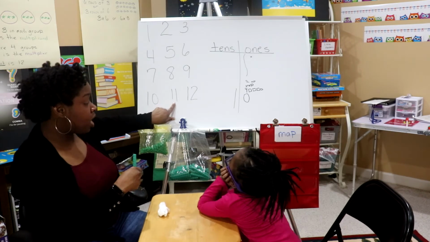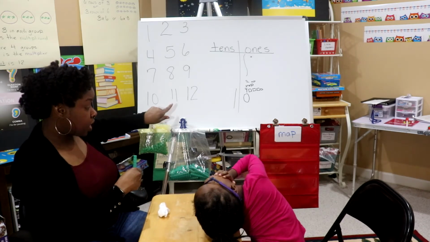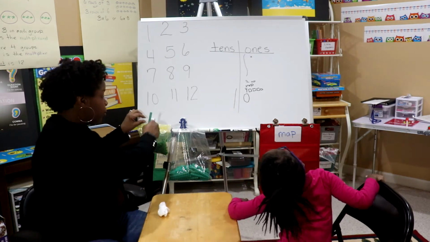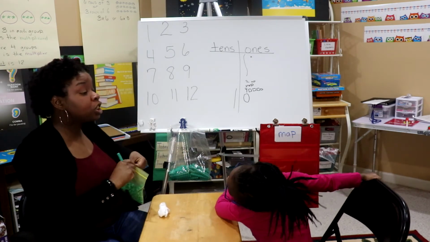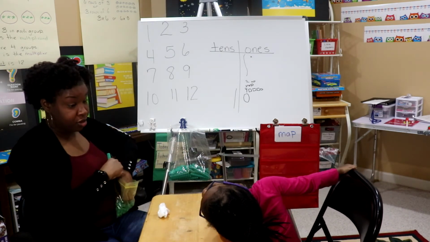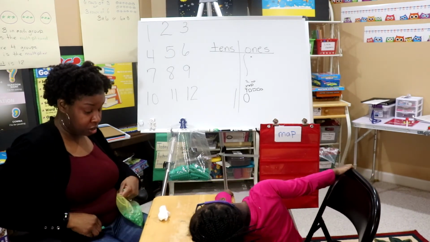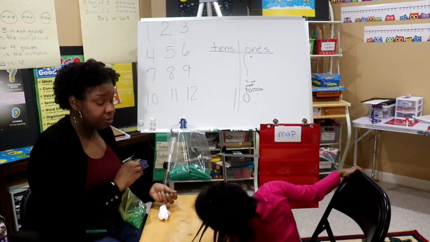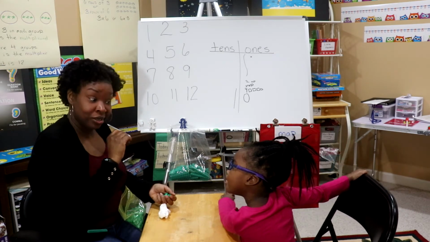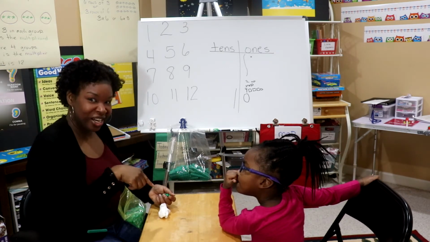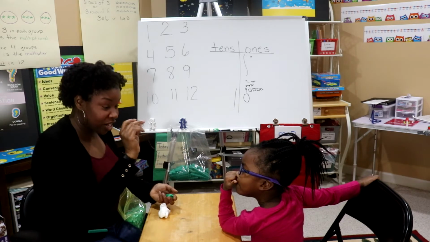So now, Jessica, your assignment is, we have what number here? 11. So, we're going to start off with 11 ones. So you need to help me count out my ones, okay? Do I need 10 plus 1? Let's start. Count the ones.